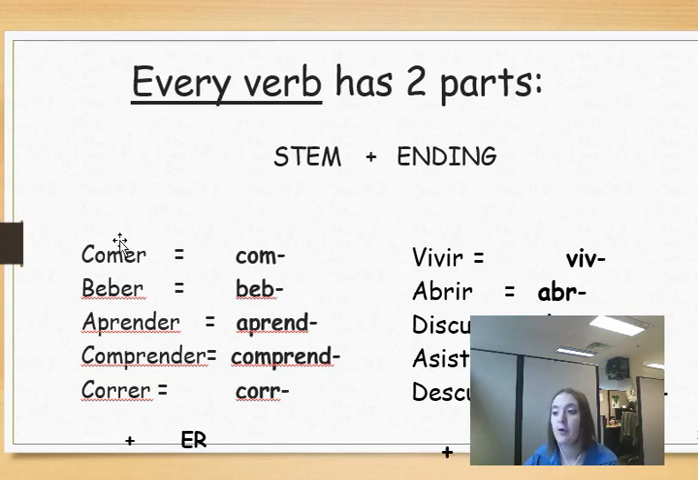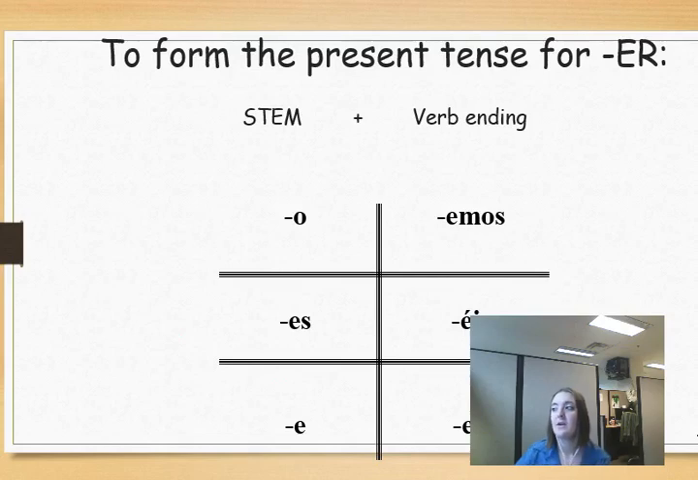So we've got a few examples here, different words that you might encounter that are pretty regular. Comer, to eat. Beber, to drink. Aprender, to learn. Comprender, to comprehend. Correr, to run. The IR side, you've got vivir, to live. Abrir, to open. Discutir, to discuss. Asistir, to attend. This is a false cognate. And descubrir, to discover. Let's look at the ER verbs first.